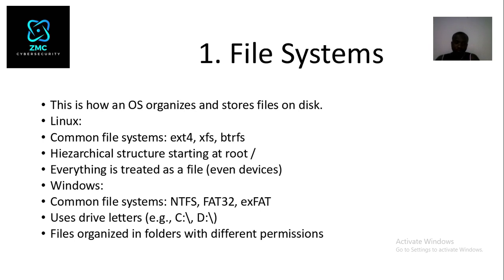On Windows, the common file systems we have are NTFS, FAT32, and exFAT. It uses drive letters, for example the C drive, the D drive, it could be the E, it could be the F. Then the files are organized in different folders, as I explained earlier.